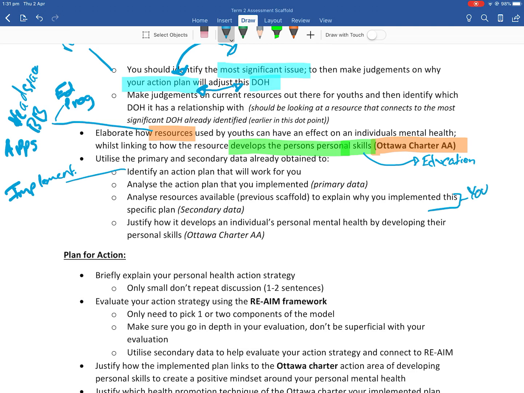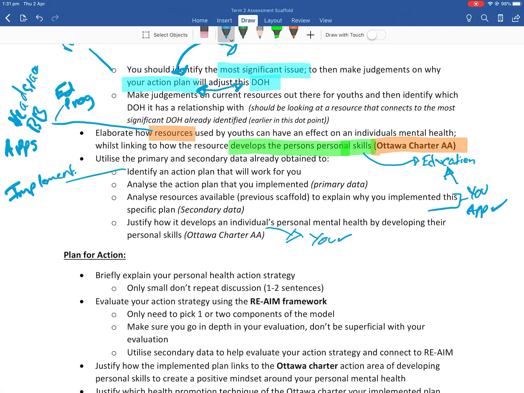So you need to implement a plan that's going to suit you. So Beyond Blue and Headspace, just because they're a website, you might not use that. That's not very effective. You might be someone who sits on their phone every day, and an app before you go to bed is best for you, and that's the one we want you to implement. We want you to implement something that potentially has the ability to give you further education. Alright, and then lastly, you're going to justify how it's developed your personal.